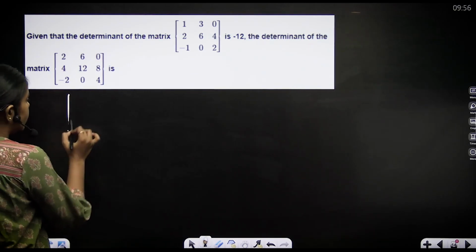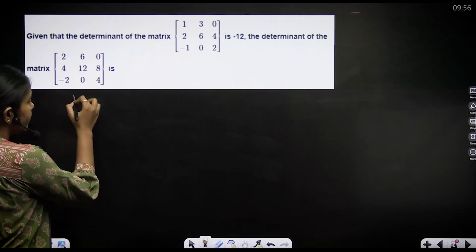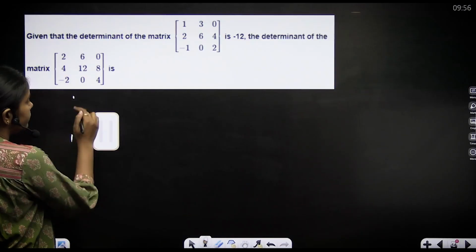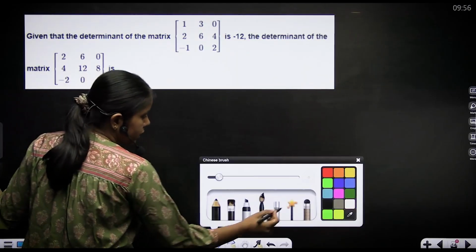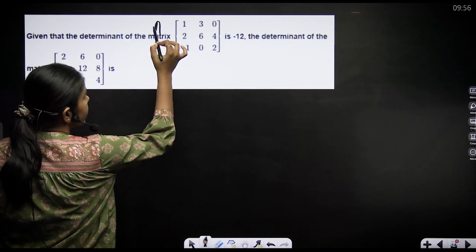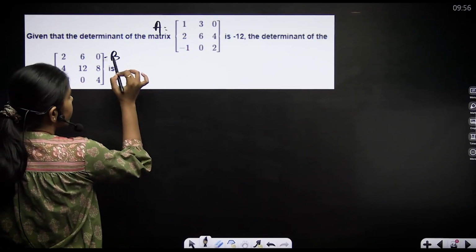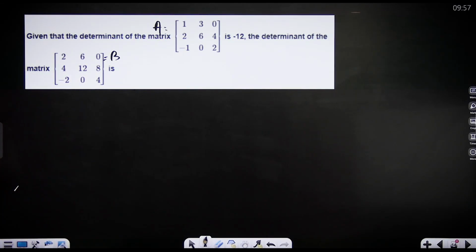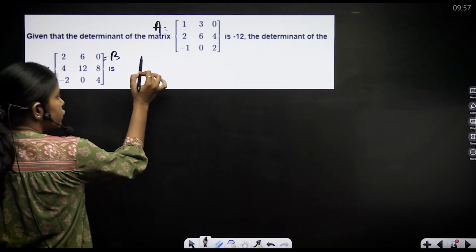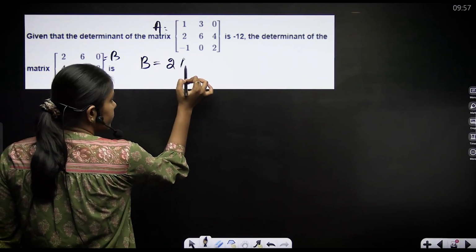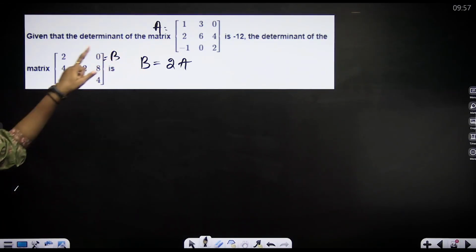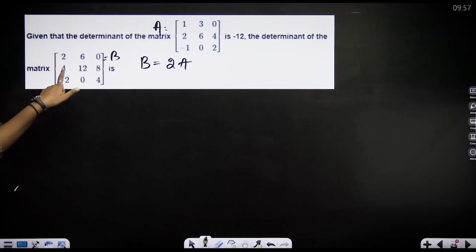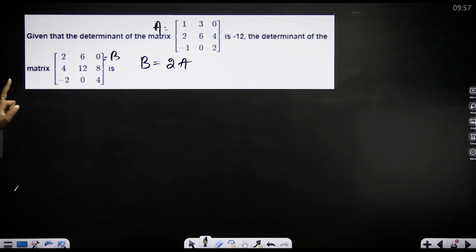So let's say I need to find 2, 6. What I have been given is 1, 3, 0. Or you can do one thing, directly: this is the A matrix and this is the B matrix. One thing you would notice is that B is equal to 2A. Every entry gets multiplied by 2: 2 ones are 2, 2 threes are 6, 2 fours are 12, 8, minus 2, 0, 4. So B is equal to 2A.